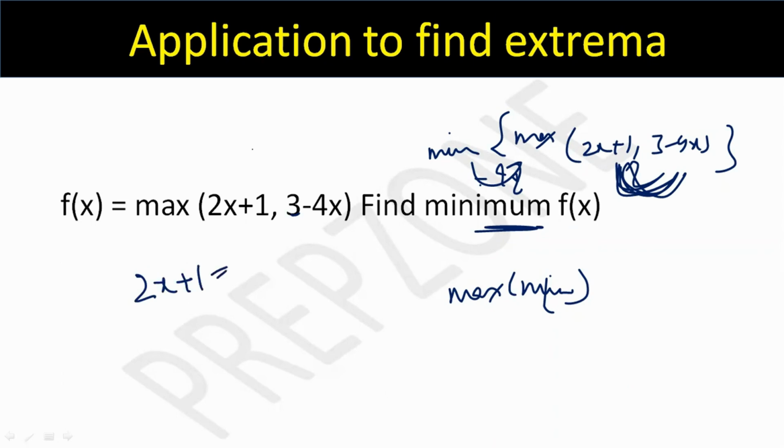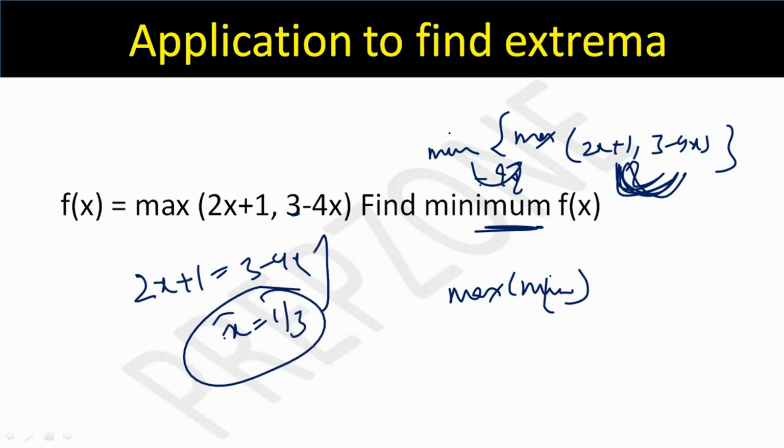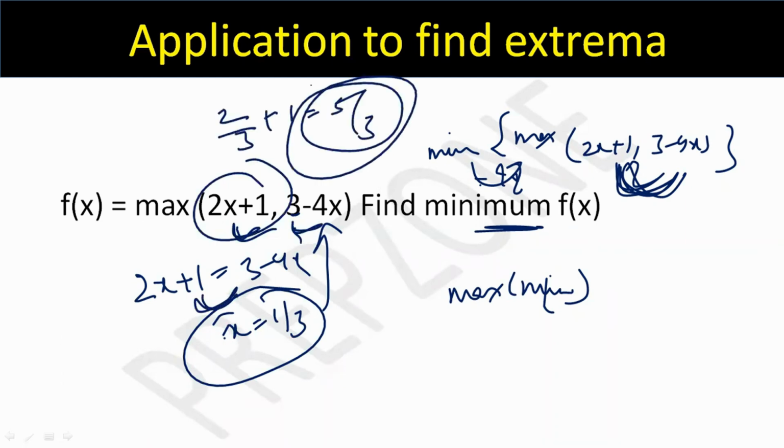So you will take 2x plus 1 is equals to 3 minus 4x, solve x equals to 1 by 3, put this value in any of it. You don't have to put this value in both of it, because the value is same. That is why you have equated it. So just put the value x equals to 1 by 3 here. Answer you will get as 2 by 3 plus 1 equals to 5 by 3. You don't have to draw graphs and do it. So this is what you will do if question is min of max, or if question is max of min.